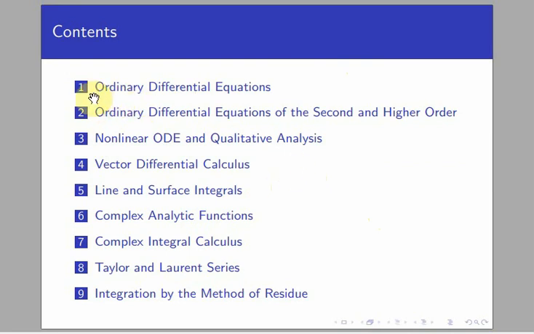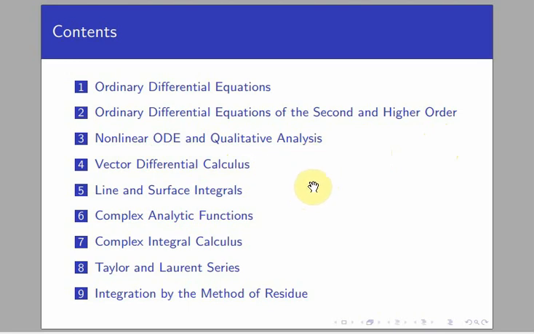Chapter one is about ordinary differential equation. Ordinary differential equation jechuun maal akka ta'e kan waliin ilaallu ta'a. On chapter 2 we'll see about the ordinary differential equation of the second and higher order. The chapter 3 will be about non-linear ordinary differential equation in the qualitative analysis.